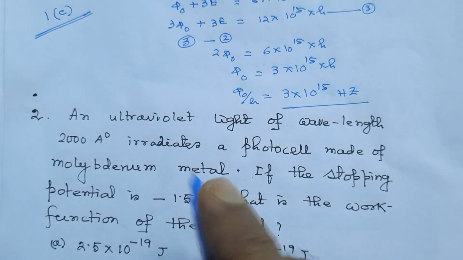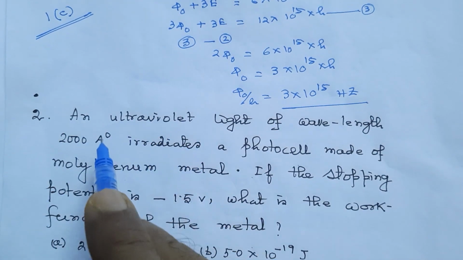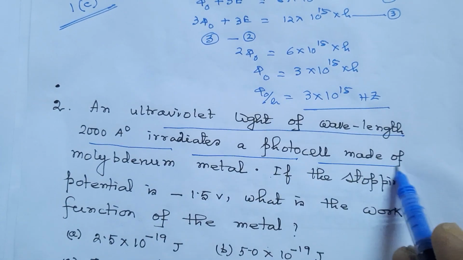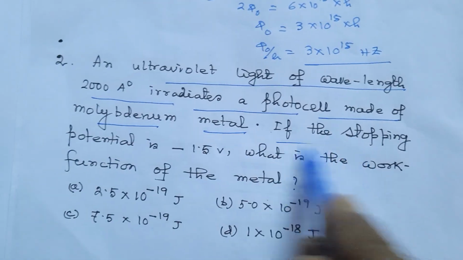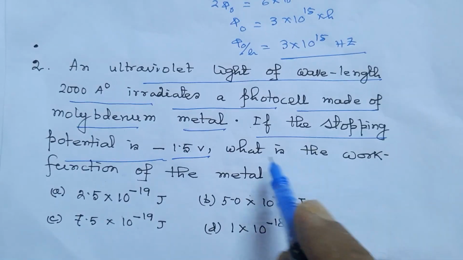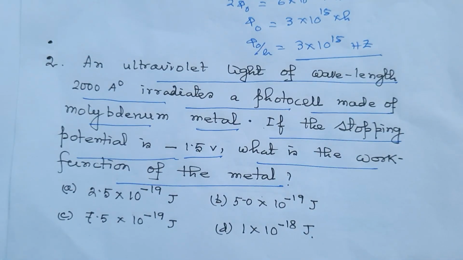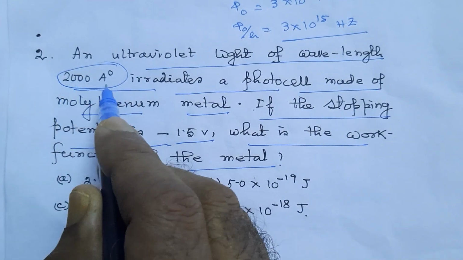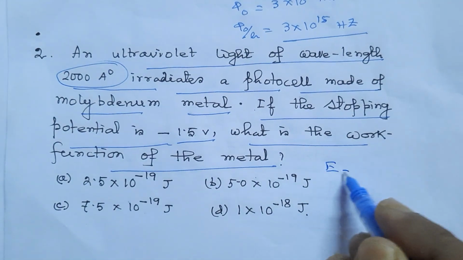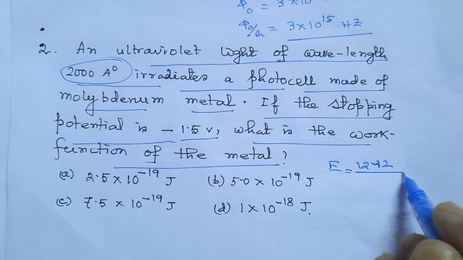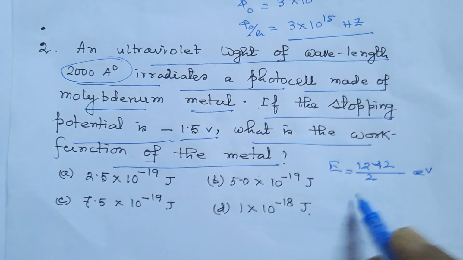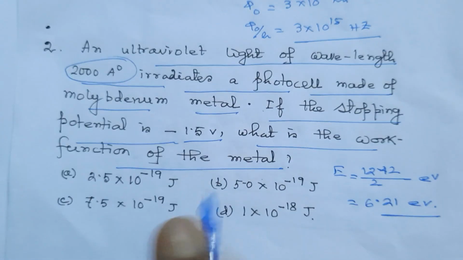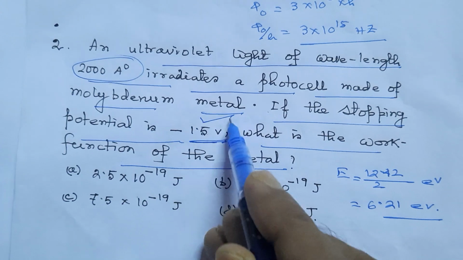Next question. In question number 2, we see that an ultraviolet light of wavelength 2000 angstrom irradiates a photocell made of molybdenum metal. If the stopping potential is minus 1.5 volt, what is the work function of the metal? The energy of the radiation of 2000 angstrom equals 12.42 by 2 electron volt, that is 6.21 eV, and the stopping potential is minus 1.5 volt.